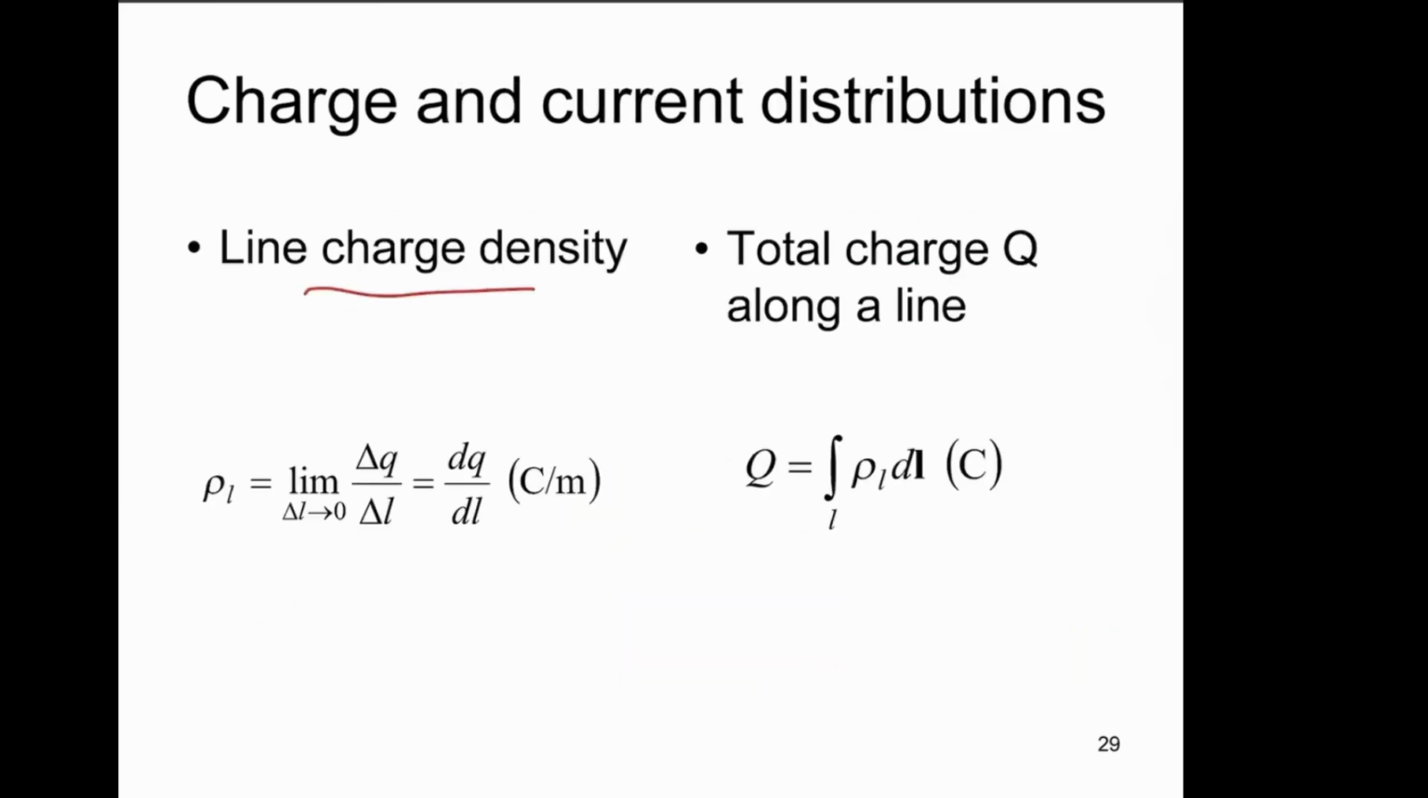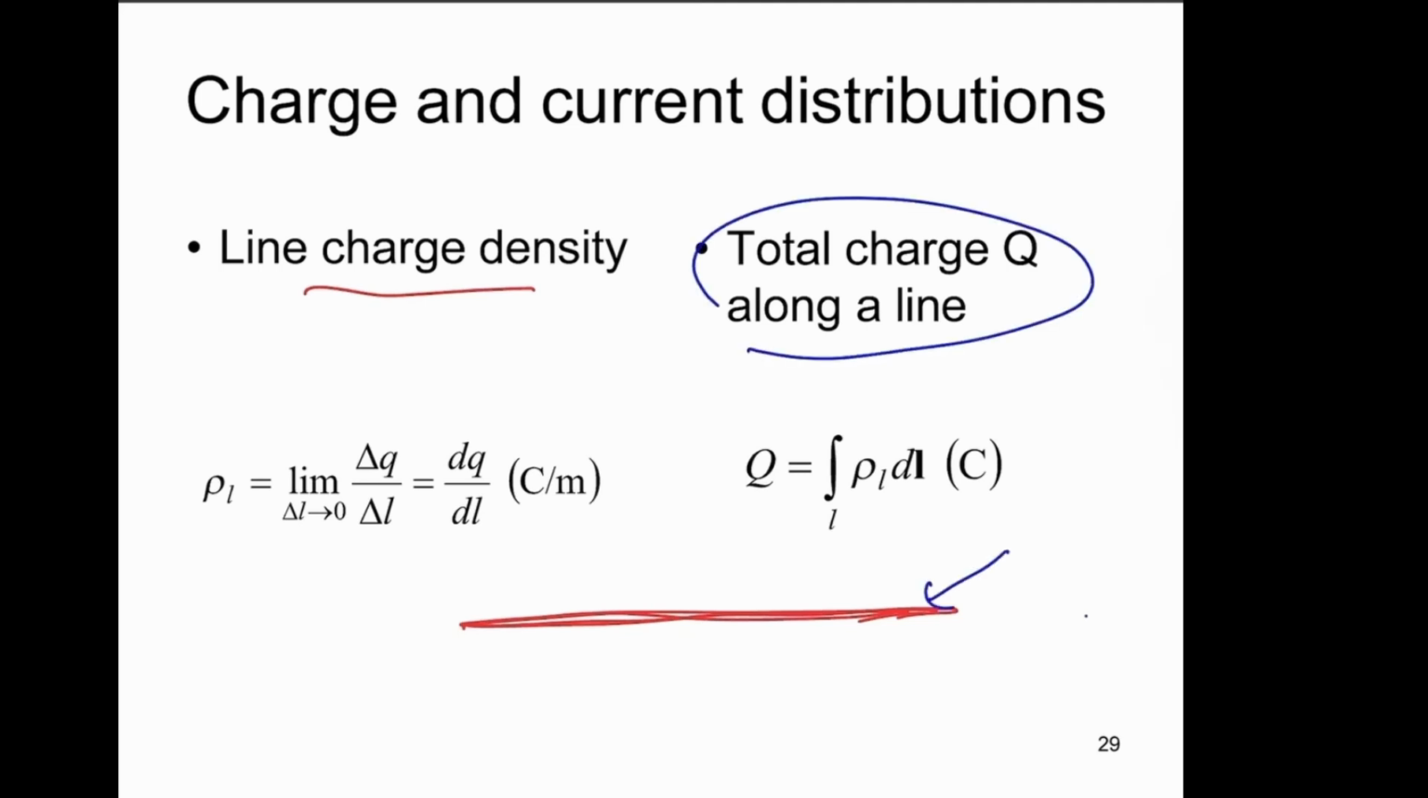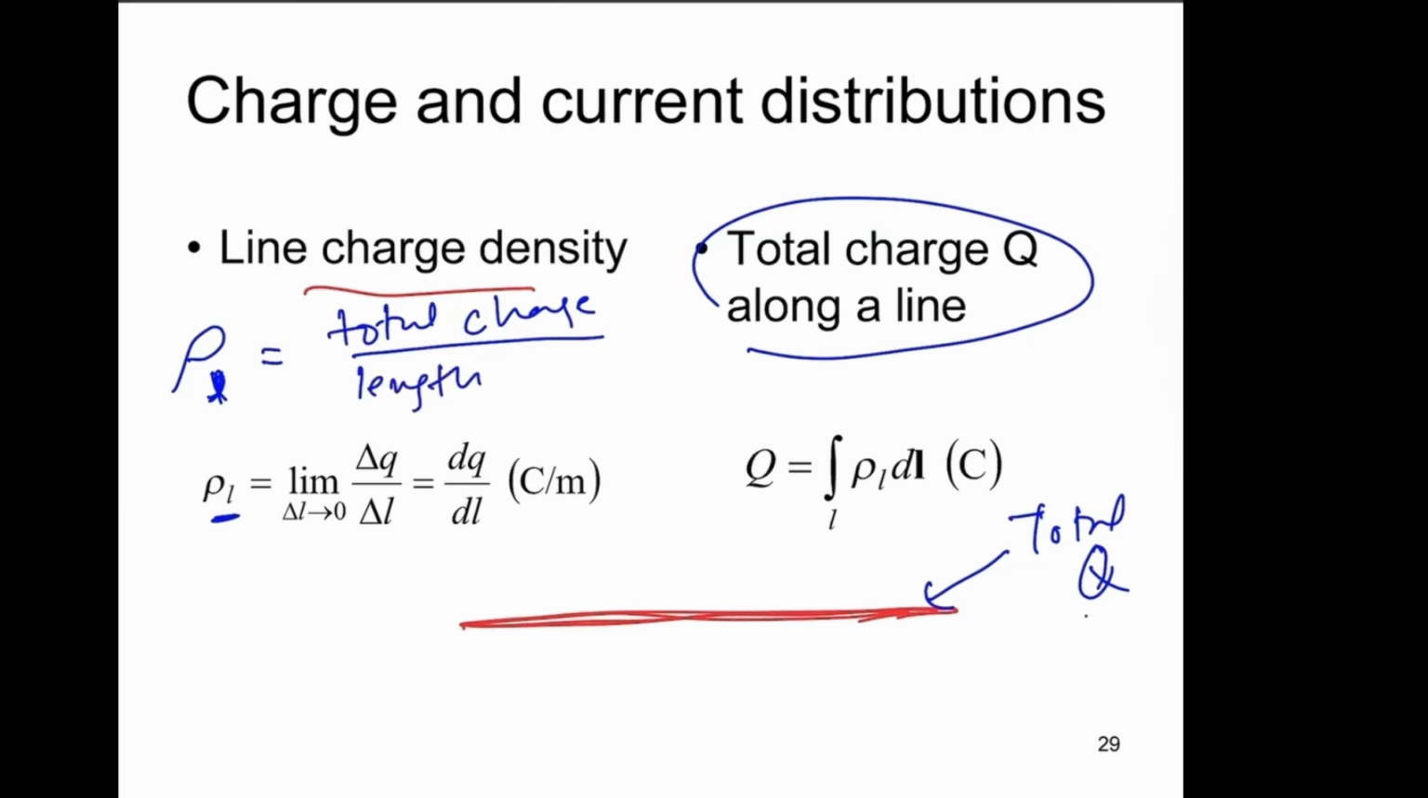Line charge density. To calculate line charge density, let's say we have a line here. The total charge Q along the line, how to calculate it? We know that line charge density, rho L, is equal to total charge over length of line.